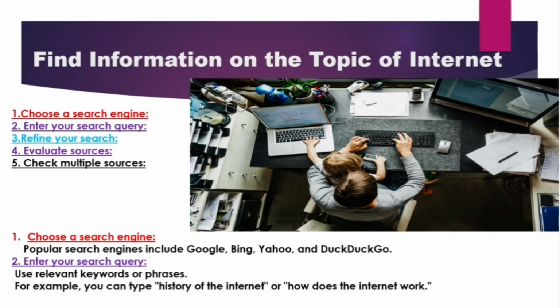Find information on the topic of Internet. This is divided into 5 types. They are: 1. Choose a search engine. 2. Enter your search query. 3. Refine your search. 4. Evaluate sources. 5. Check multiple sources.